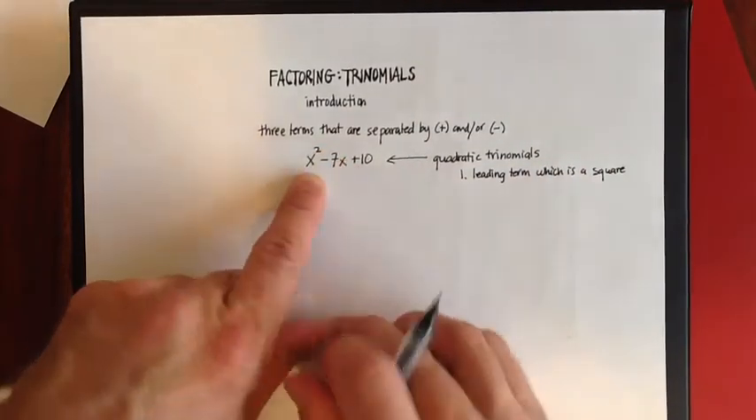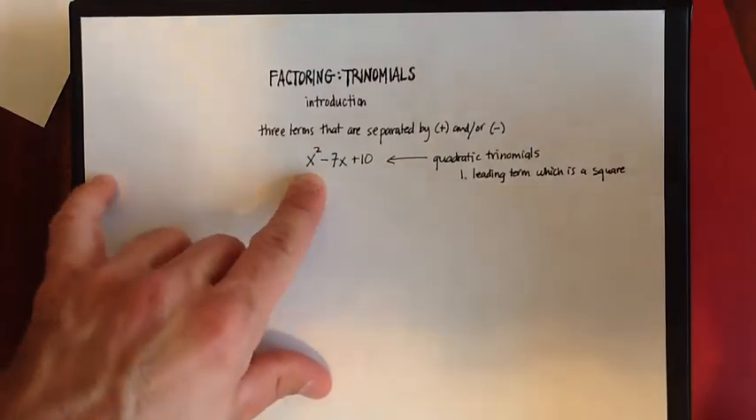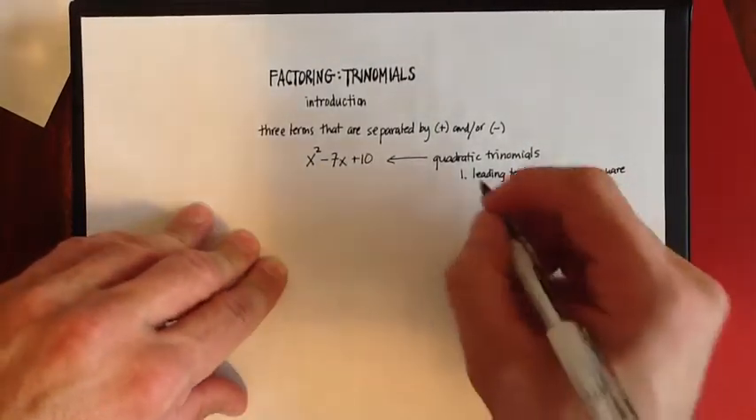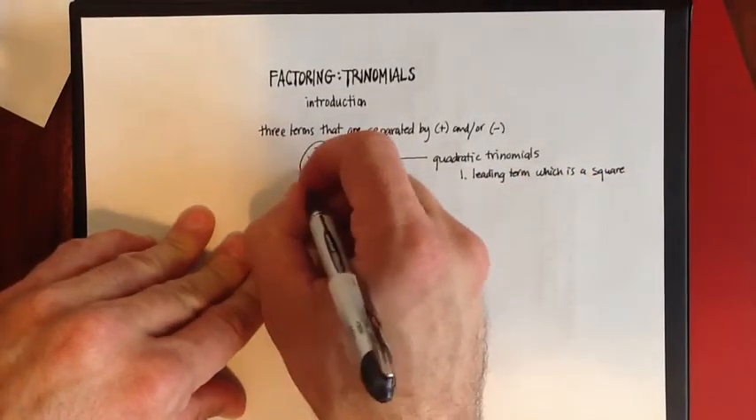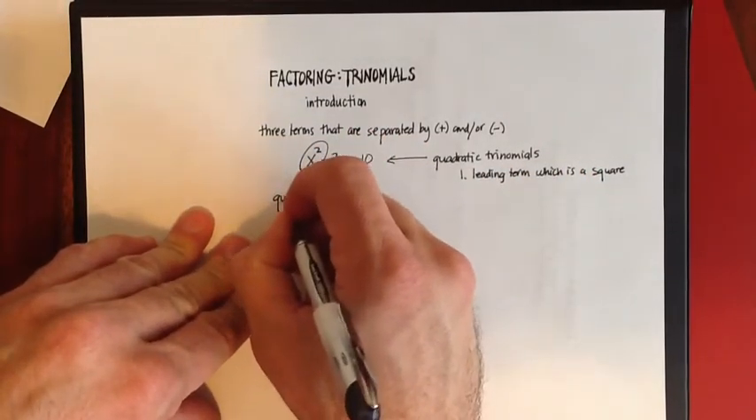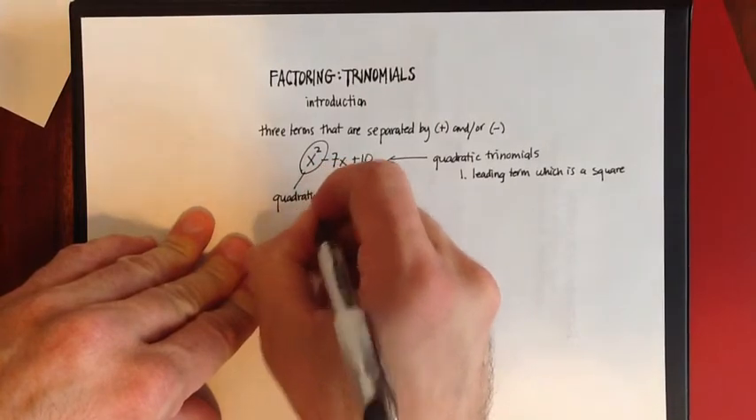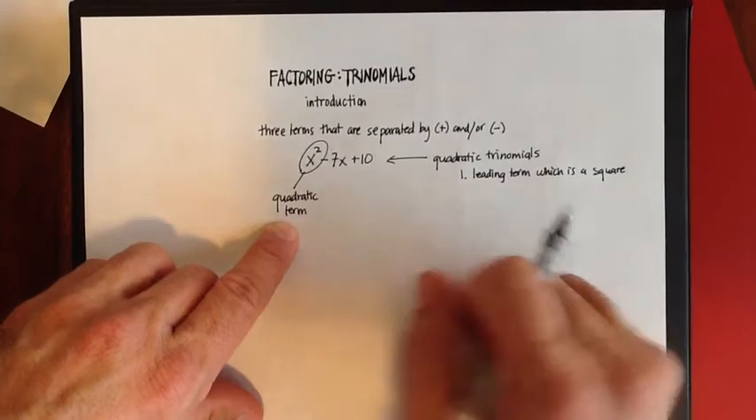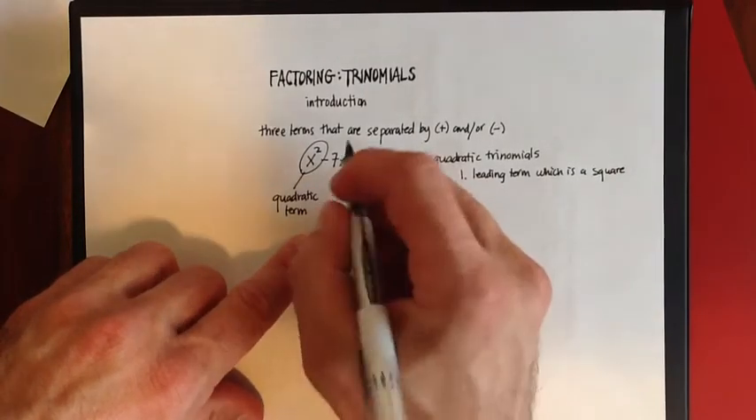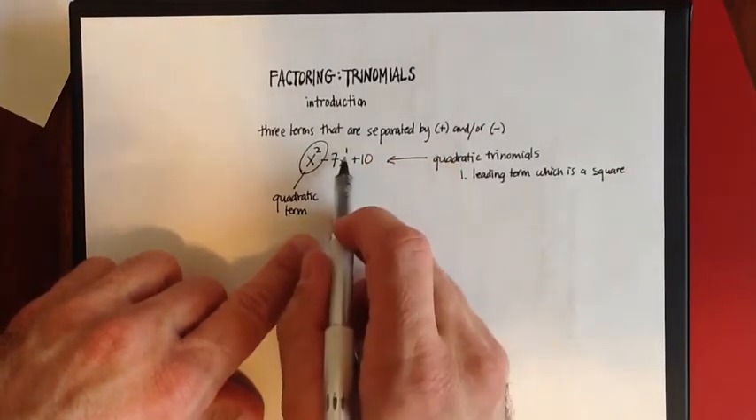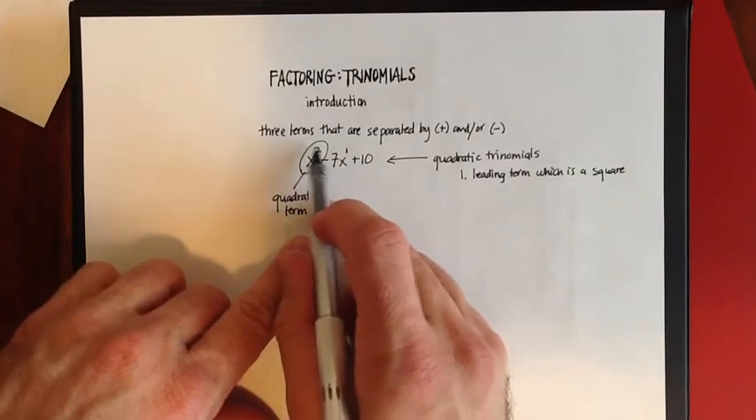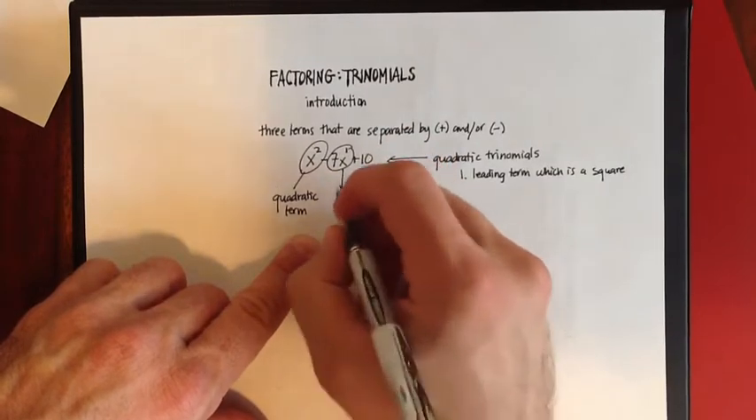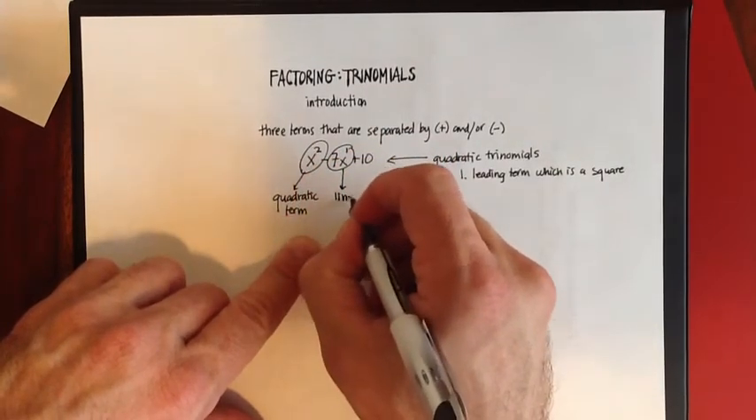That could be x to the 2nd, x to the 4th, x to the 6th, okay? And so that leading term is called the quadratic term, because that's what defines the quadratic trinomial. Now the middle term, the term that has a degree of 1, remember what degree means? This means a degree of 2, this means a degree of 1. This middle term is called a linear term.